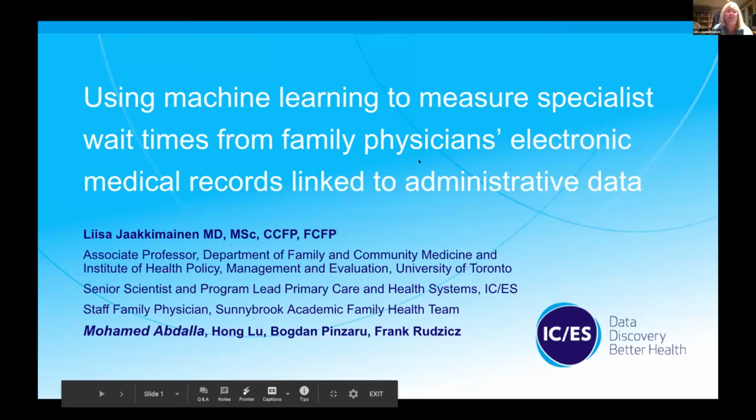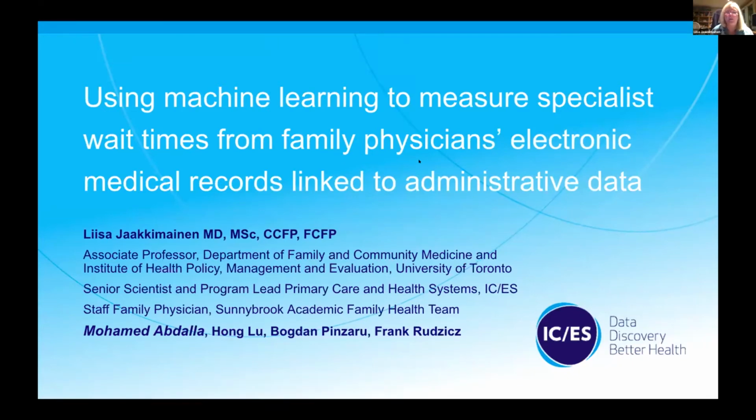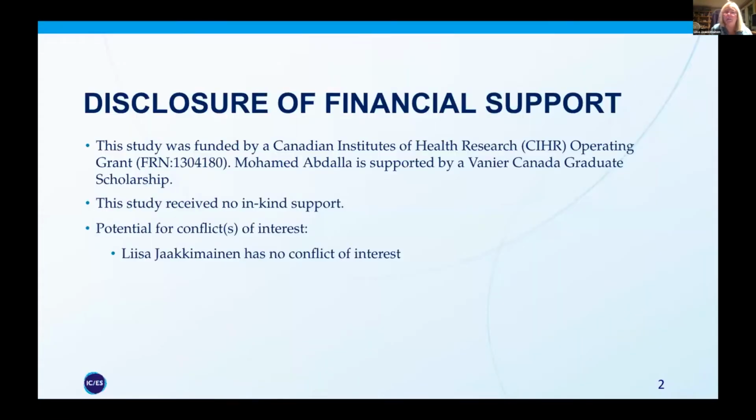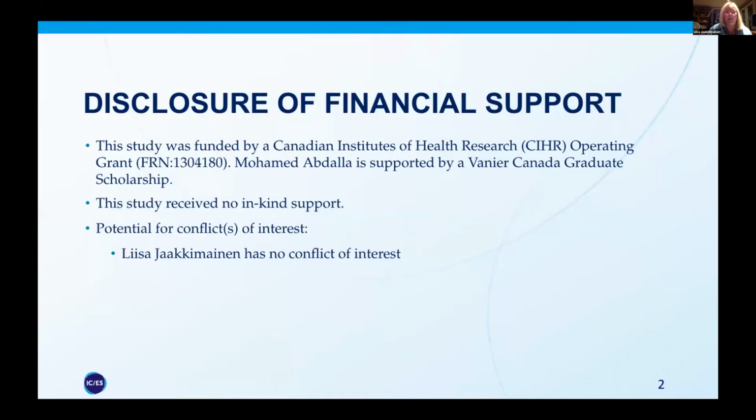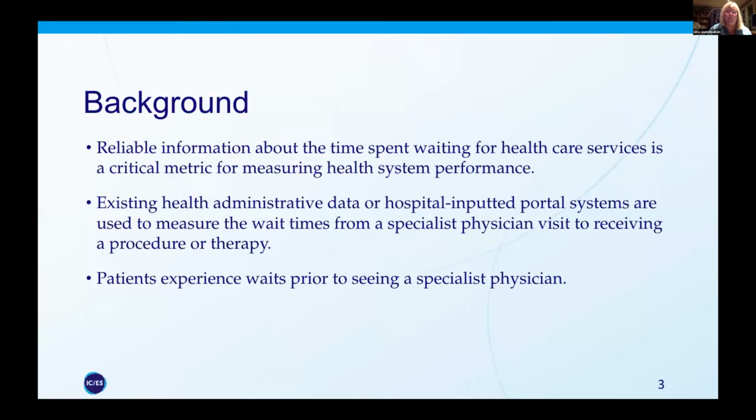So my talk's about using machine learning to measure specialist wait times from family physician electronic medical records, which are linked to administrative data. It was supported by a grant, and I actually want to go back to the title page. Mohammed Abdallah used this work as part of his PhD in computer science at the University of Toronto, and he really should be recognized for this work. We have no in-kind support, and there's no conflict of interest.